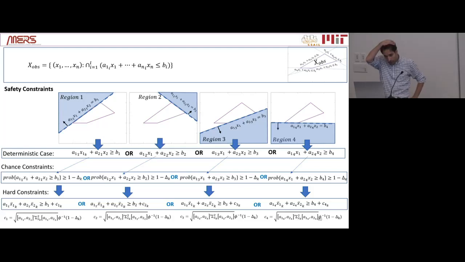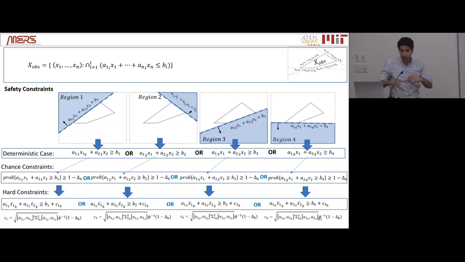Now, assume that we are given a linear obstacle described by a set of linear inequalities. So what are the safety constraints for the robot? Assume that everything is deterministic for now. For safety, the robot should stay out of the obstacle, or the robot should stay on the other side of each edge. So in this case, for this obstacle the robot has 4 options. The robot could be on the other side of the first edge, introducing these linear constraints, or the robot could stay on the other side of the second edge, or on the other side of the third or the fourth edge. So this obstacle introduces 4 disjunctive constraints. The robot has options. It could stay in this region or in that region.